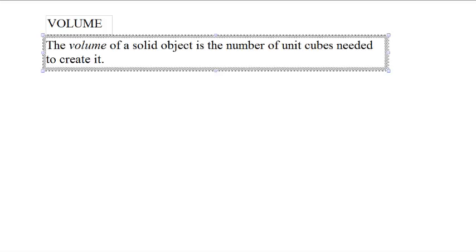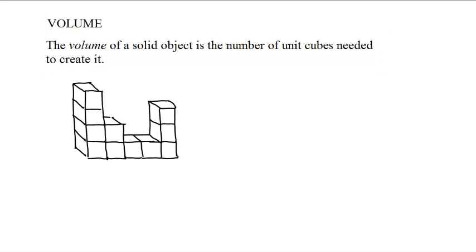What is volume? The volume of a solid object is the number of unit cubes needed to create it. For example, suppose you've built this building out of alphabet blocks. It's a solid object, it's a building: 1, 2, 3, 4, 5, 6, 7, 8, 9, 10, 11. It has 11 cubes of volume.